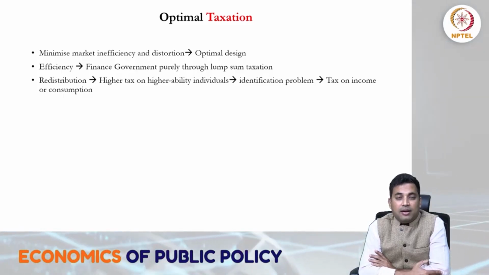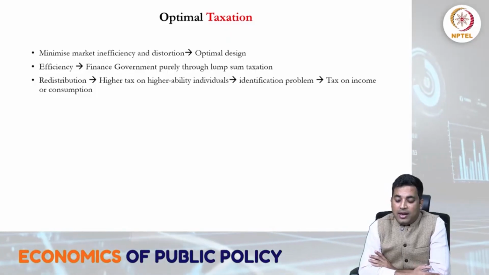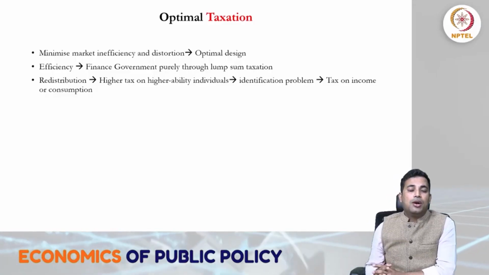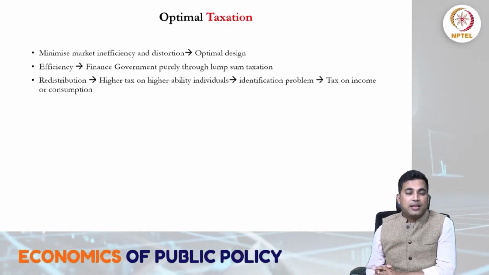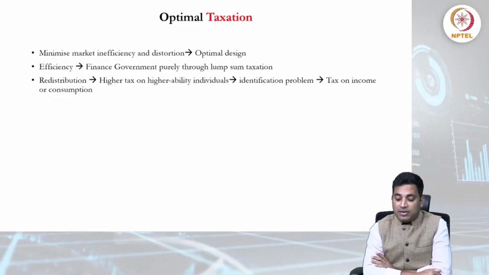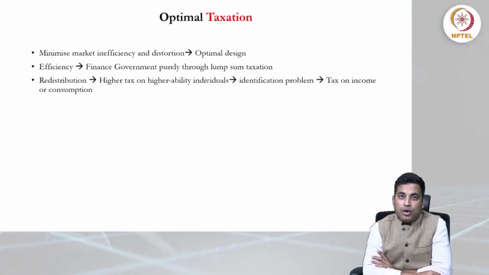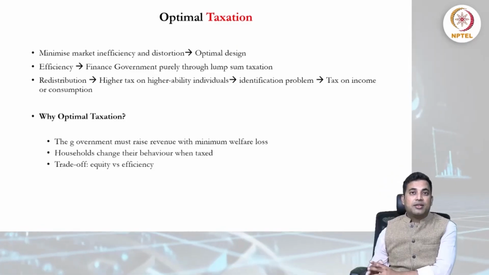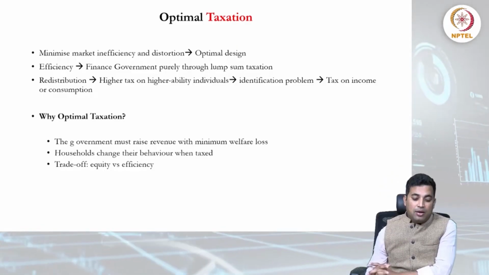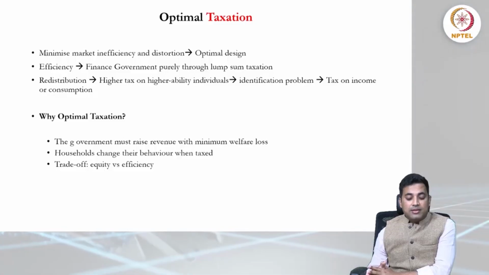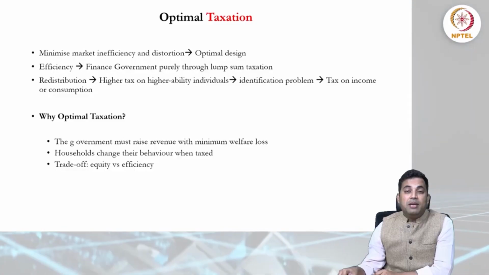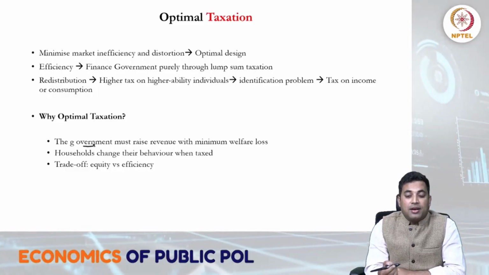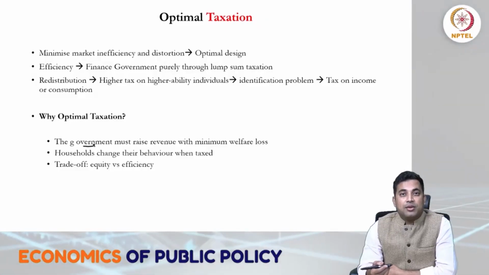And it actually helps to identify the problems, and tax on income or on consumption, that's how we debated. These are the points we already discussed in our previous couple of lectures, whether tax should be on income or on consumption. Now when we talk about optimal taxation, naturally the question comes: why optimal taxation? The government must raise revenue with minimum welfare loss. This is the main point of the discussion when we are talking about optimization of taxation.